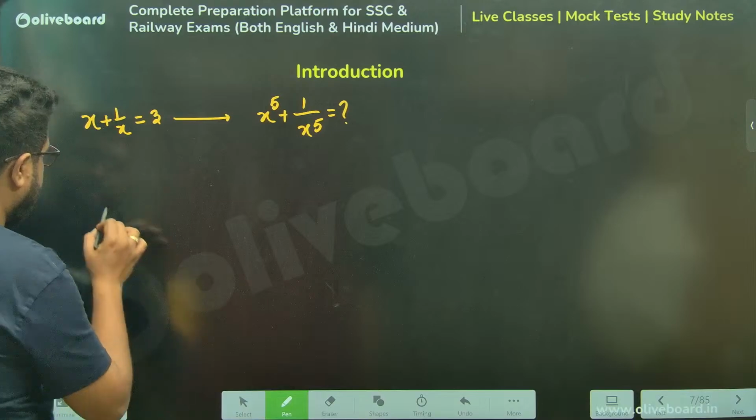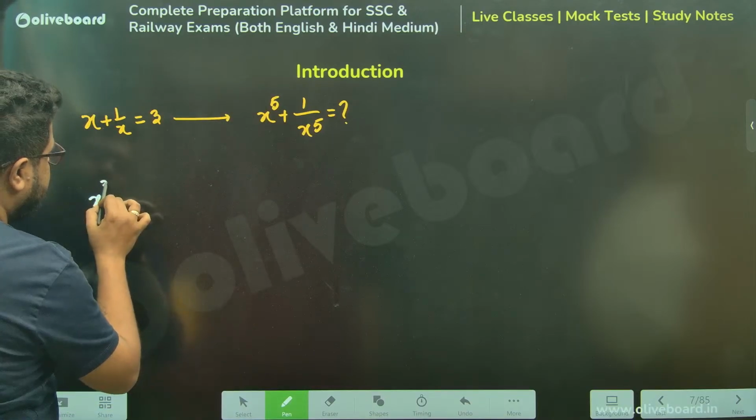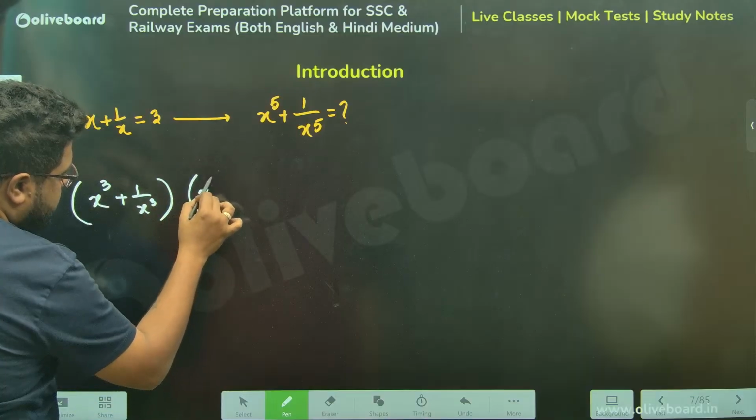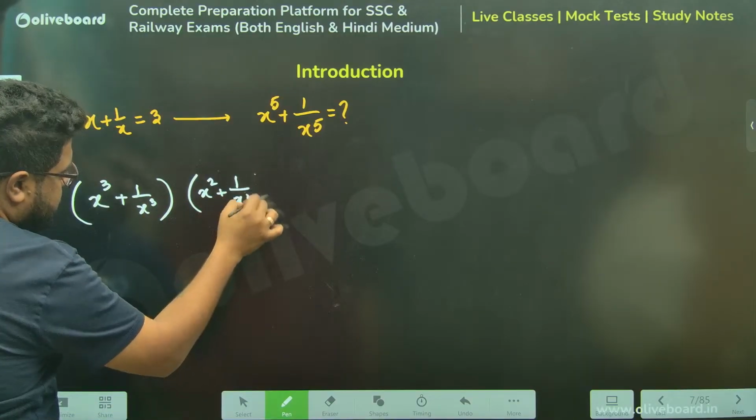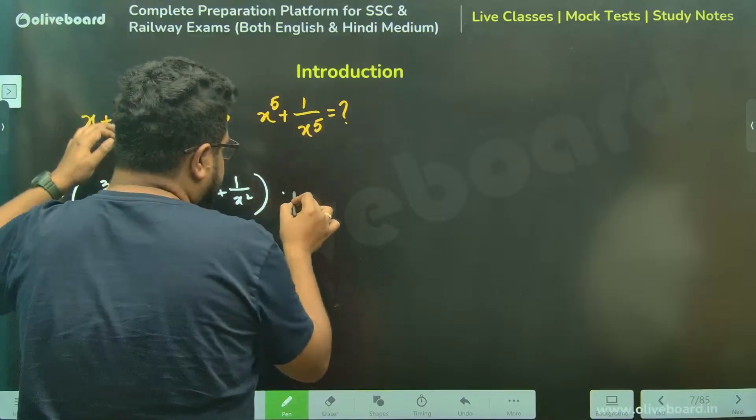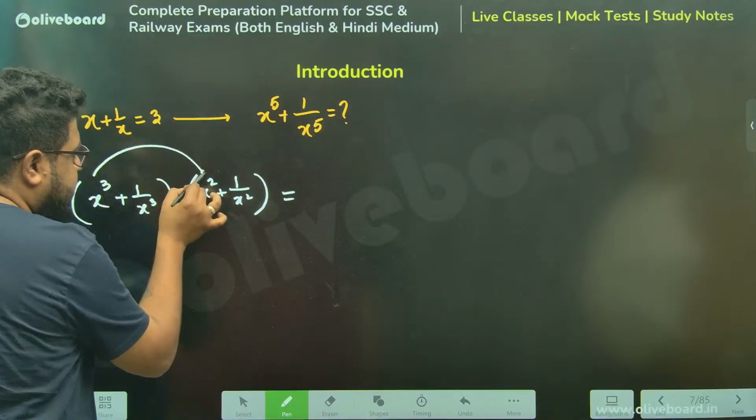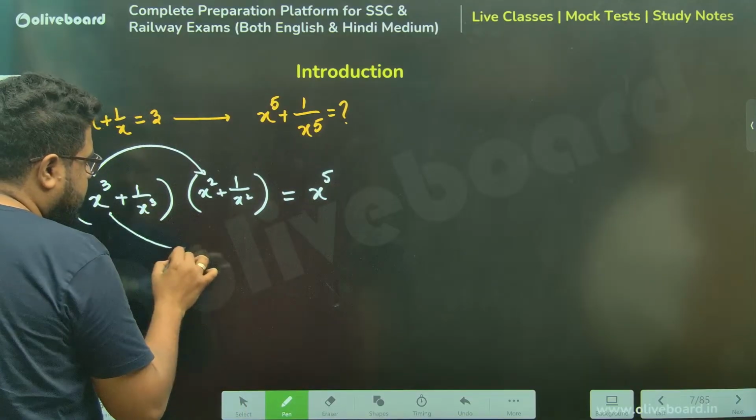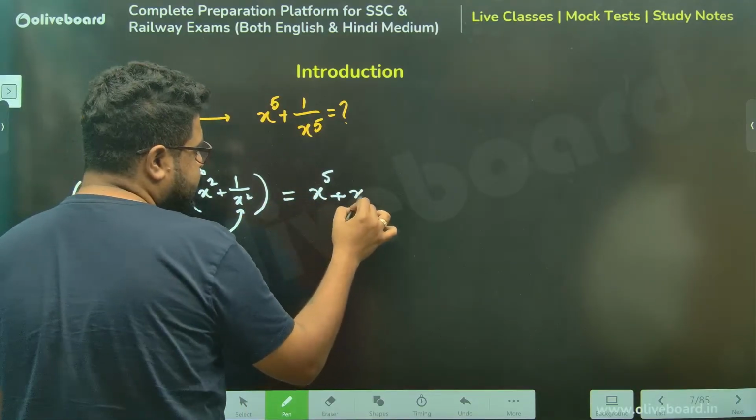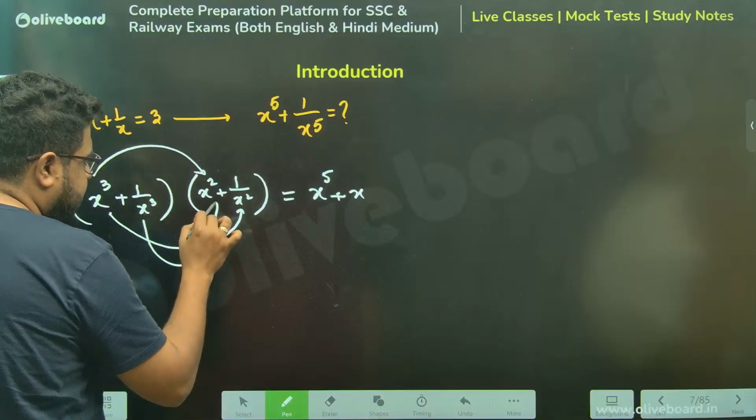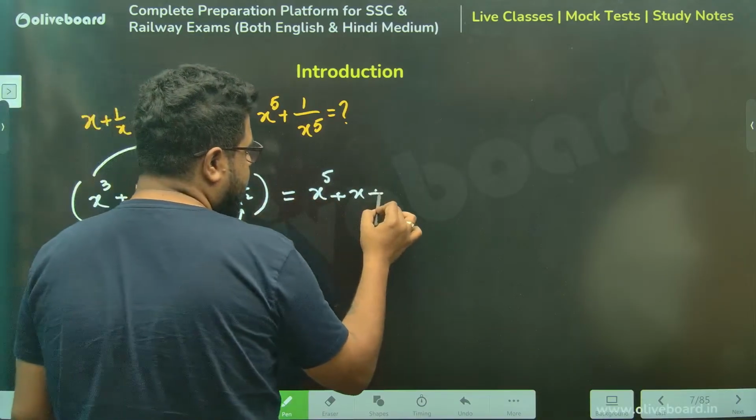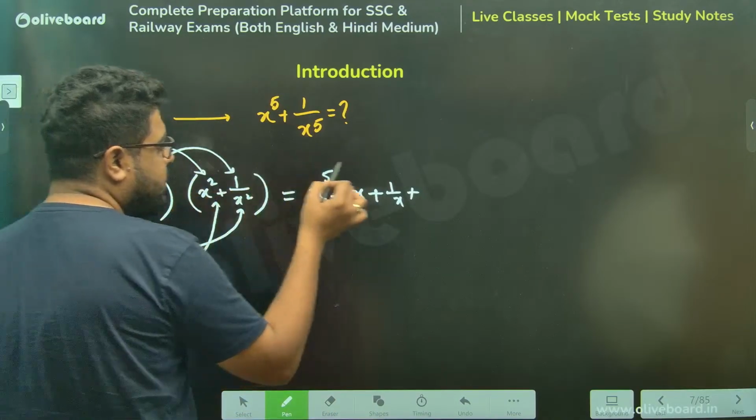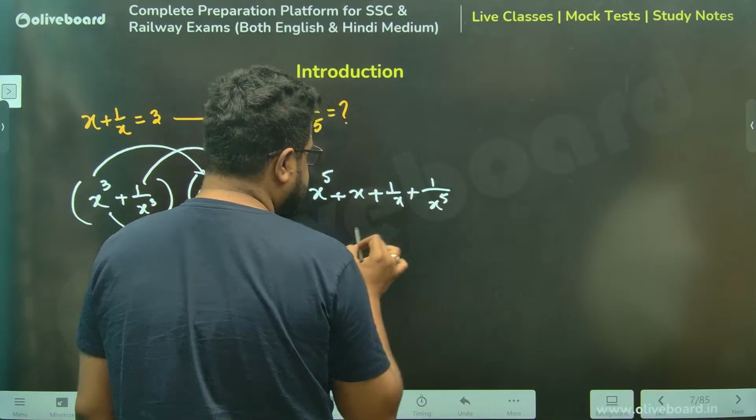Sir, remember, 5 means 3 and 2. 3 plus 2 is 5. So I am taking this into this, 3 into 2, sir. You see, power 3, power 2. So if I do this, what will happen? Sir, first this will get multiplied, giving x to the power 5, sir. Then this into this will happen, so plus x remaining. Then this into this will happen, x square and x cube, meaning 1 by x remaining. Then this into this will happen, sir, which will give you 1 by this.